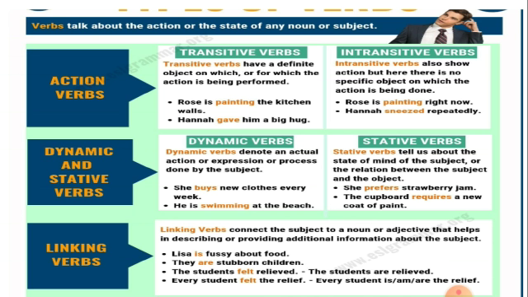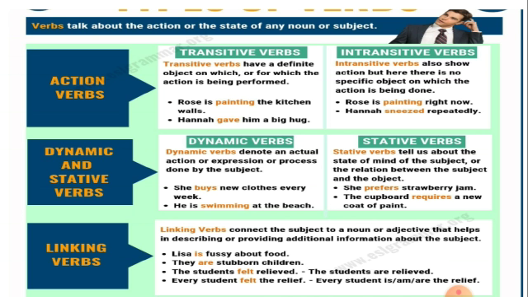Next, a stative verb is one which tells us about the state of mind of the subject or the relation between the subject and the object. She prefers strawberry jam. Prefers is the stative verb. The cupboard requires a new coat of paint.